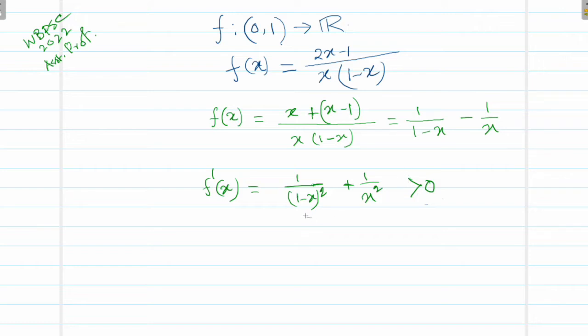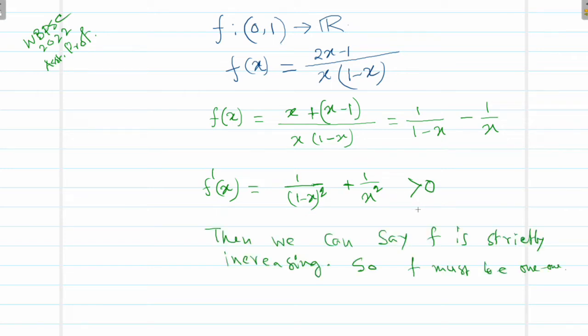But you see that this f'(x), for any value of x, is always strictly positive. This is not greater than or equal to, this is strictly greater than 0, because this expression is always strictly greater than 0, and this expression is also always strictly greater than 0. Why? Because these are square terms and no 0 is possible here. Therefore their sum is also strictly positive, and you can prove that such functions are strictly increasing.